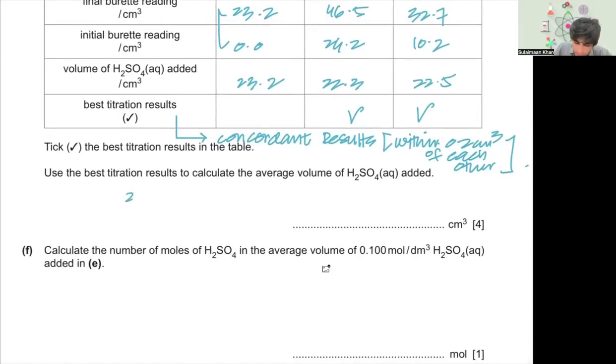The average volume is what? 22.3 plus 22.5 divided by 2. Sir, 22.4 comes, if I'm not wrong. 22.4? Good. What is this 22.4? Write it for yourself. It's the volume of sulfuric acid.